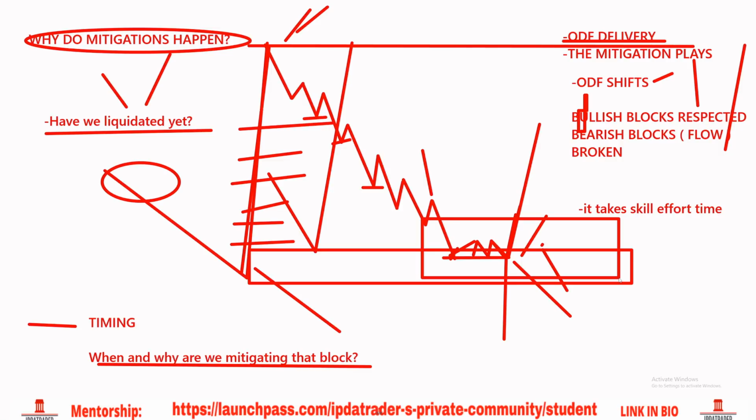There are certain periods of hours during the day that provide moves. And once again, that is not a secret. London Open, New York Open, Asian Open, London Close, and the New York and London crossover. Those are key ideas. If you see a block being mitigated during those periods of time, then you have a higher probability and confluence of that block actually providing you a good trade.